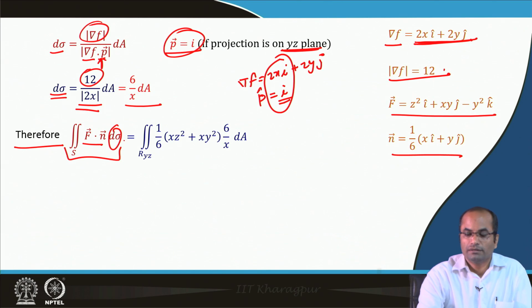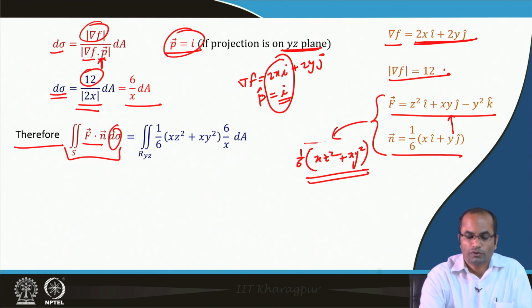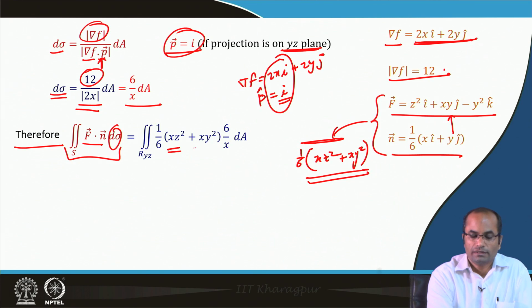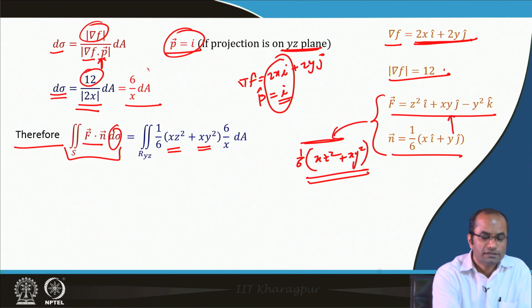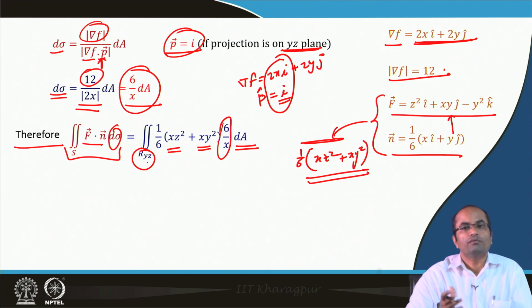So, from here we need to compute f dot n, that means 1 by 6 will be there, and then we have xz square, and from here we have xy square. So, 1 over 6 times xz square and xy square, and this d sigma, which we have evaluated, is 6 over x, and then we have dA, and we are projecting on the yz plane.